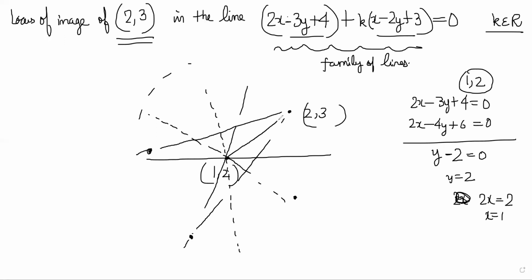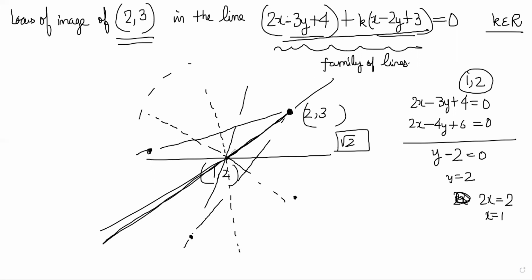So if you find the distance between 1 comma 2 and 2 comma 3, what is the distance here? 2 minus 1 whole square, 1 plus 1, root 2, right? And there is a line in the family which passes through 2 comma 3 and 1 comma 2. Since it passes through 2 comma 3, the image of 2 comma 3 in that line will be at 2 comma 3. So 2 comma 3 lies on the locus first of all, and this distance is root 2. There are many points on this locus. It feels like a circle of radius root 2 with center at 1 comma 2, because this distance is root 2, right?